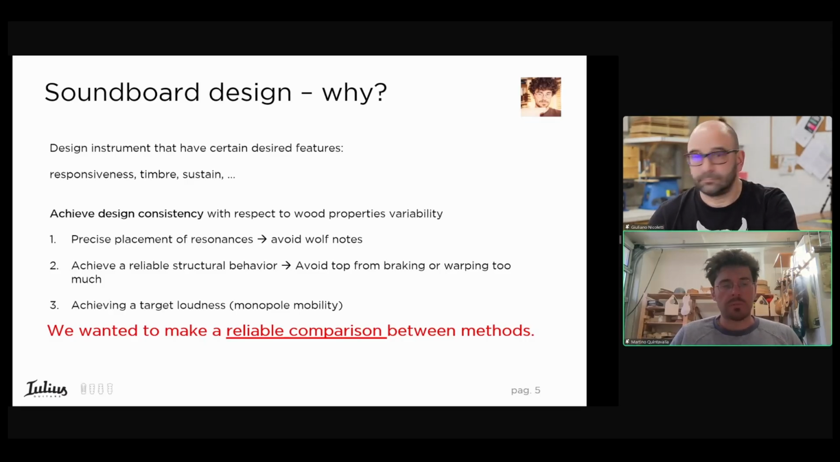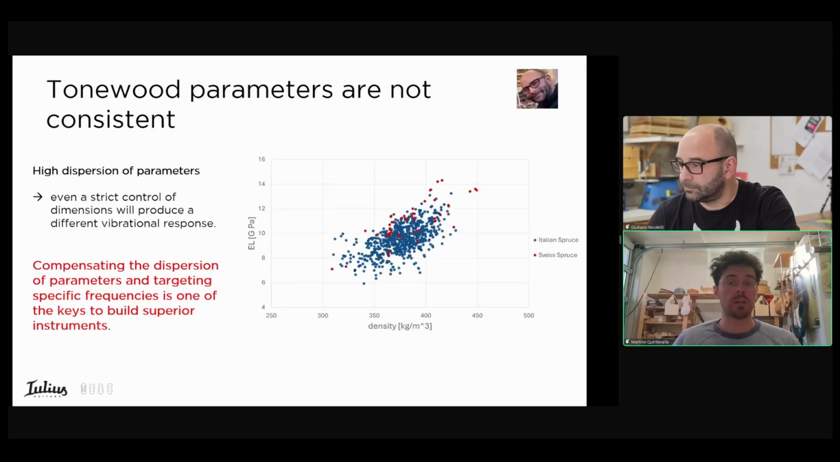For sure, I think many of you have tried to develop your own instruments, but I think that science can help you when it comes to achieving consistency in your building, in your design of instruments, with respect to the wood properties variability. As Giuliano showed us before in a plot, both the density and the stiffness of the wood can really change a lot. These are all samples.